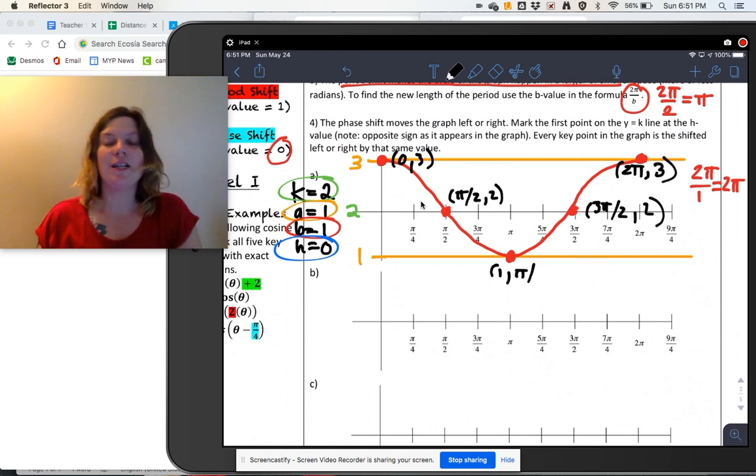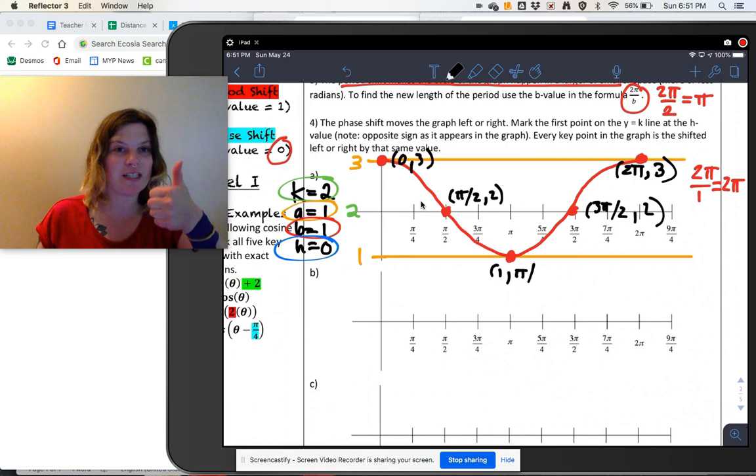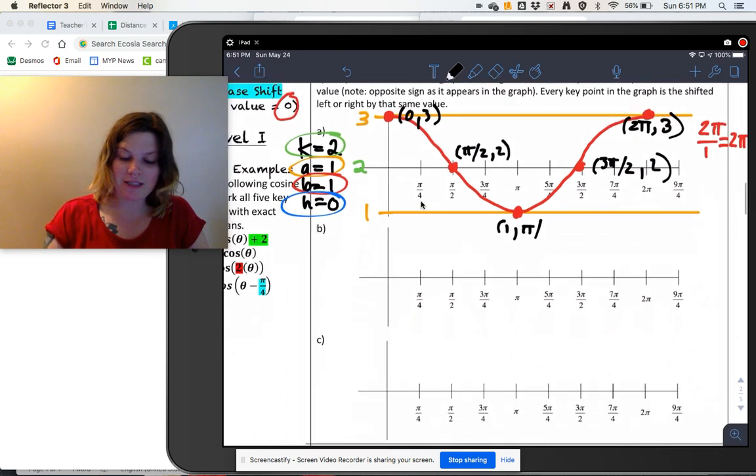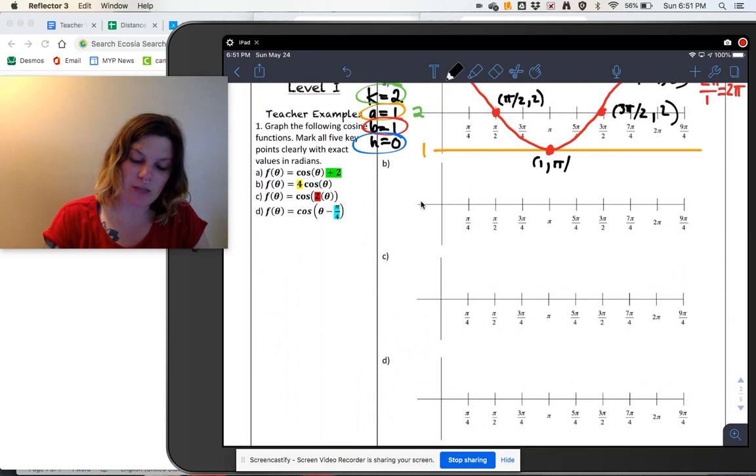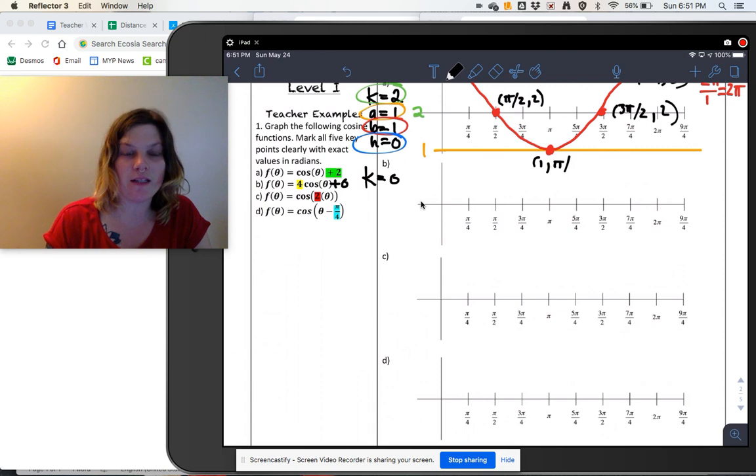All right, so let's keep going. Got tons of examples to do. This next one, notice that the only thing that is changed is the amplitude. So let's go through. We got k is equal to 0 because if you put a plus 0 on the end, it would still be the same. So that's our neutral value.